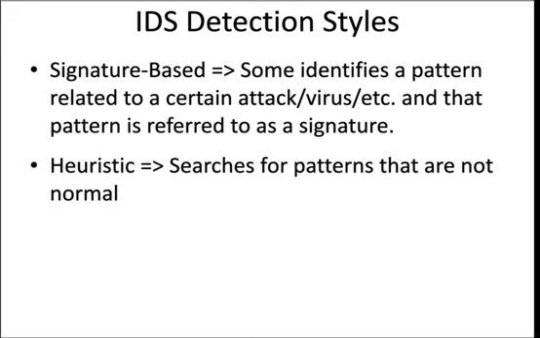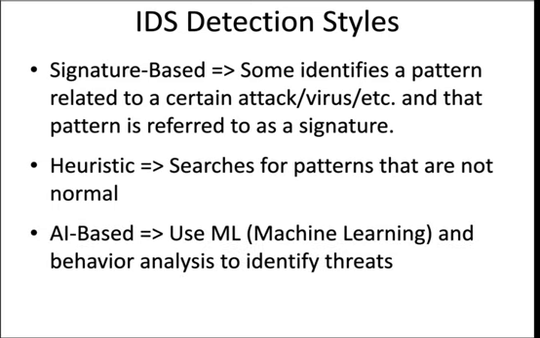There is also a detection style referred to as heuristic, and it looks for things that are considered abnormal and reports on those. There are now AI-based ones that use machine learning and behavior analysis to attempt to identify threats.